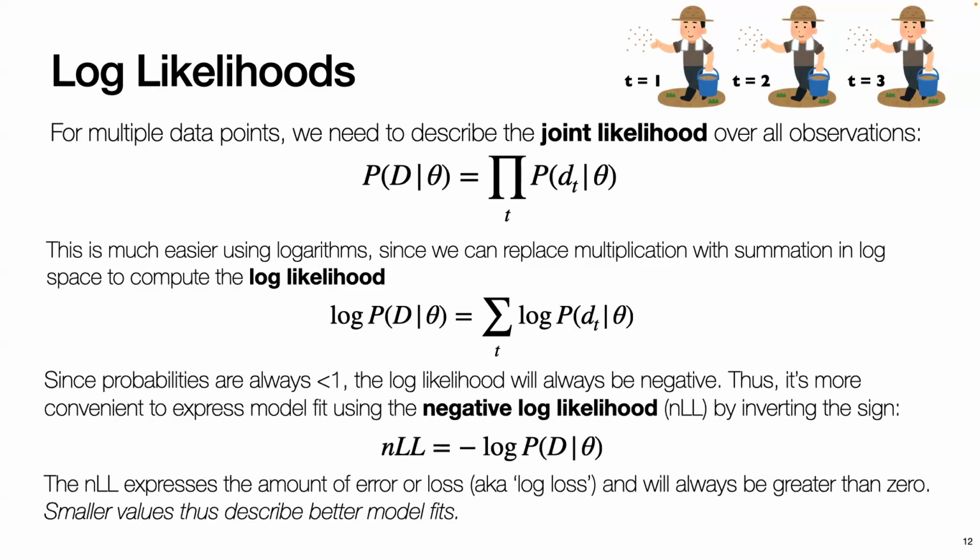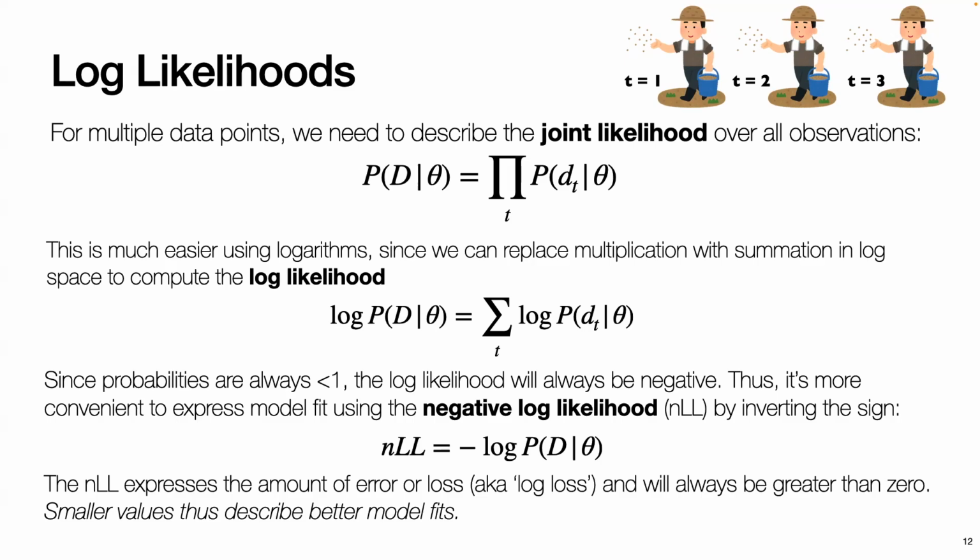Since probabilities are always less than 1, the log likelihood will always be negative. Thus, it's more convenient to express this model fit using the negative log likelihood. This is a concept we'll be using time and time again. We simply invert the sign, and what this means is that we're able to express the amount of error or loss using this negative log likelihood.